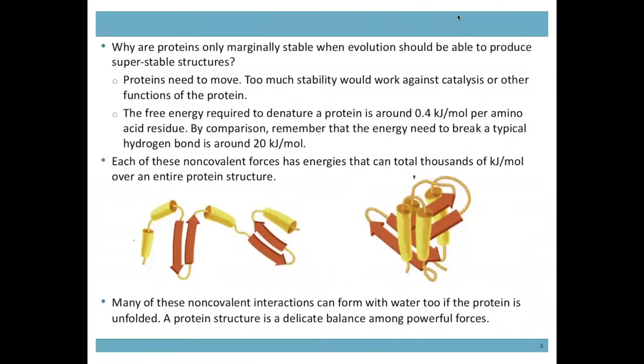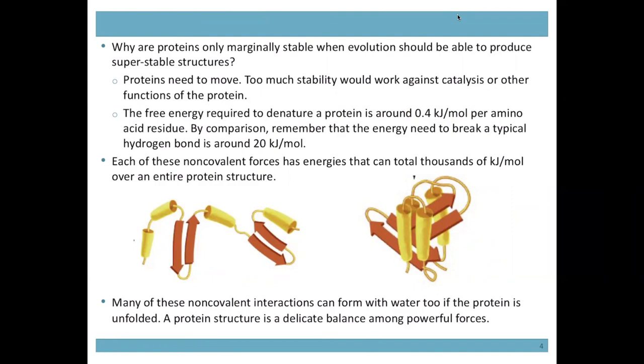But we still want to answer this question: why are proteins only marginally stable when evolution should seek to produce a super stable structure? Again, well, proteins need to move. And again, this is repeating the previous one, but it's important. Too much stability would work against the catalysis. You'd lock this into a rock solid foundation. And again, we're getting marginal stability per amino acid residue.